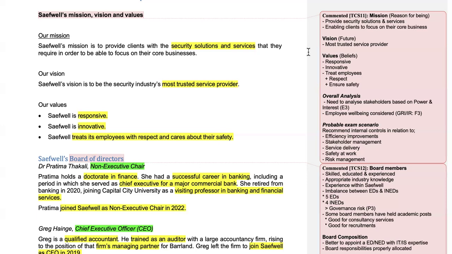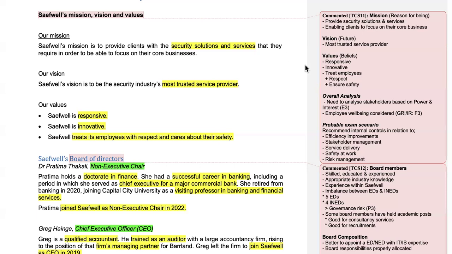And the vision statement gives us an indication about the future, or what we are trying to achieve in the future as a company. We are trying to become the most trusted service provider within this market. That's a good vision to have, because if our clients trust us, then we will keep on generating additional revenues, which leads to additional profitability.